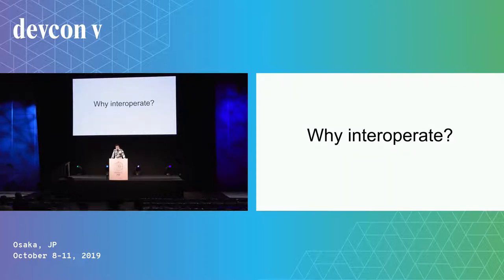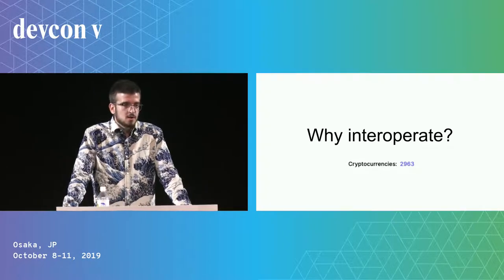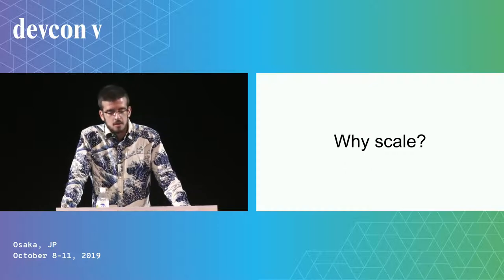So the big question is, why do we want to interoperate? And this is the answer. There's a lot of currencies, they all want to talk with each other, and if the multi-chain thesis is to survive in the long term, we have to figure something out.